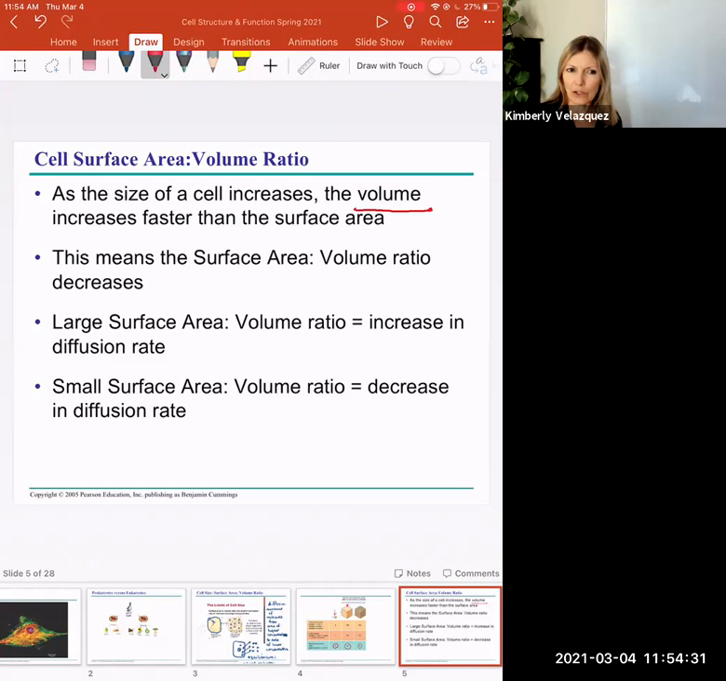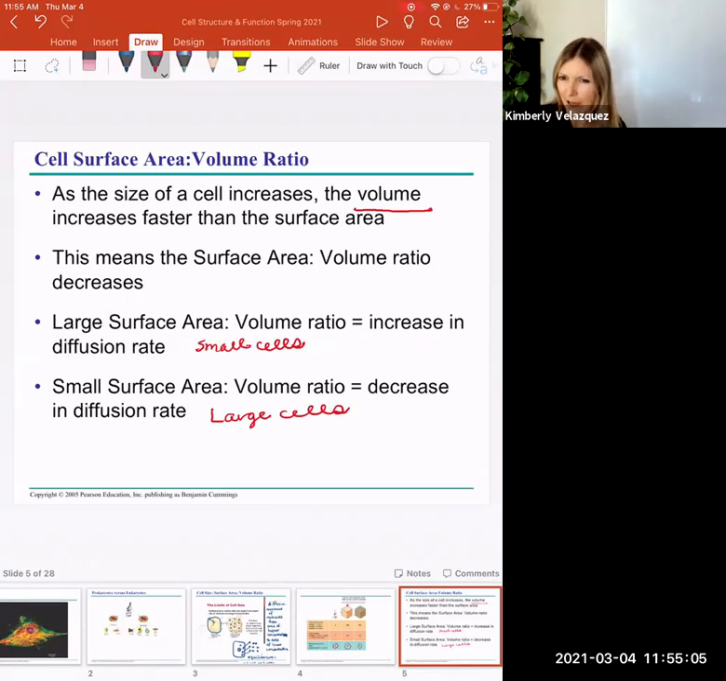If you have a large surface area and a low volume, you have an increase in diffusion rate. So this would be small cells. Okay, so small cells have a large surface area and a small volume. Great diffusion rate. But as the surface area gets smaller relative to the volume, you have a decrease in diffusion rate. So this would be large cells. This is not a good plan.